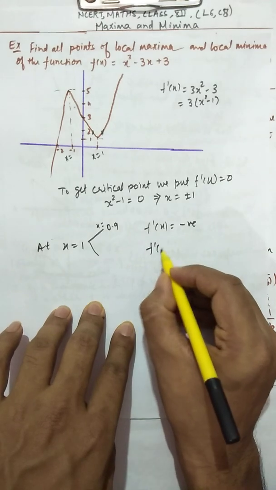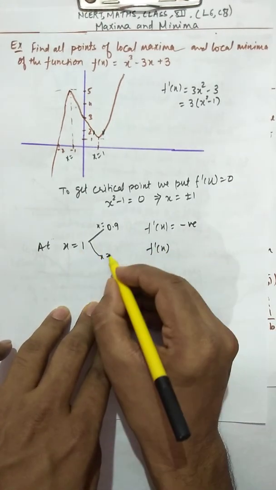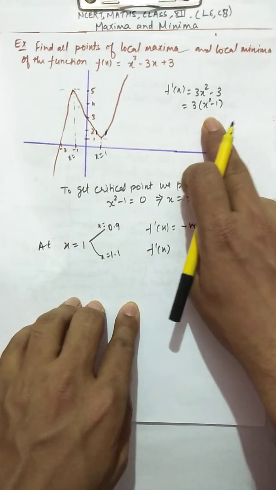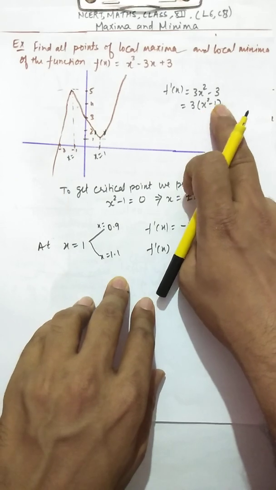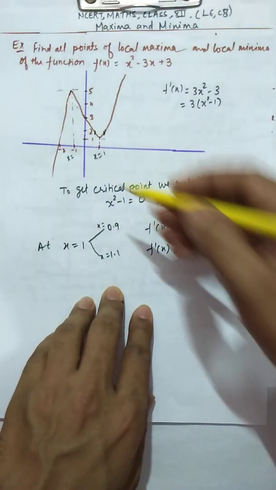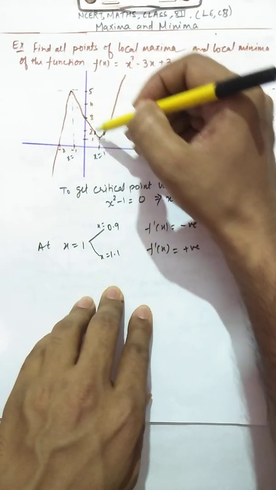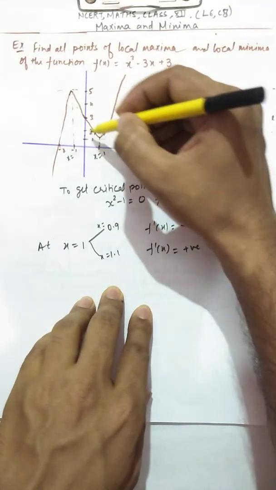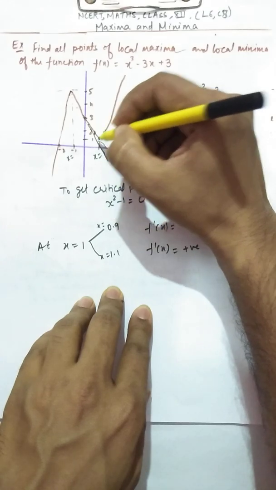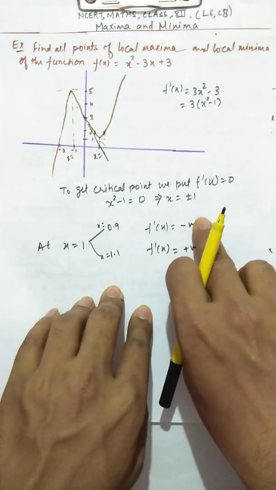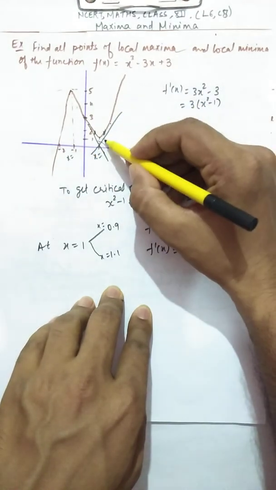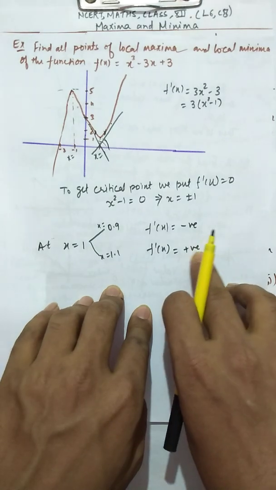And now for f'(x), you take some bigger point than x = 1. So this is 1.1. If you put x = 1.1 here, then this is going to be positive. So now you can see that at x = 1, if you take some smaller point, the tangent slope will be negative, because if I draw the tangent here, this angle is more than 90 degrees, so it's negative. And if I take this point and draw the tangent at this point, this angle is less than 90 degrees, so it's going to be positive.